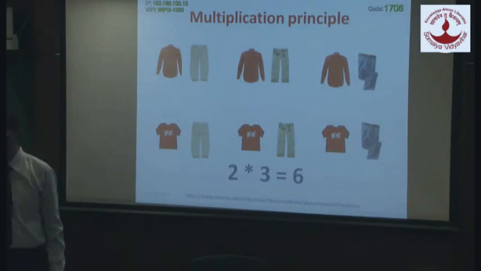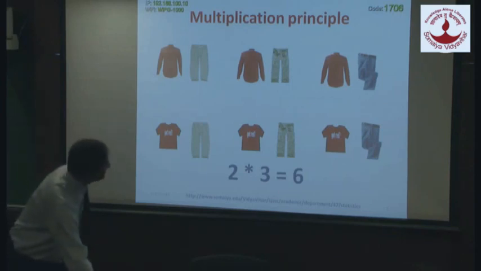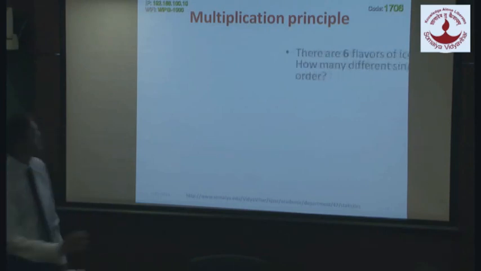That means if the first thing can be done in two ways and after it has been completed by any one of the ways, the other thing can be done in three ways, then the total number of ways of doing both the things together is 2 into 3, that is 6. Is that okay? Few more examples we can consider here.